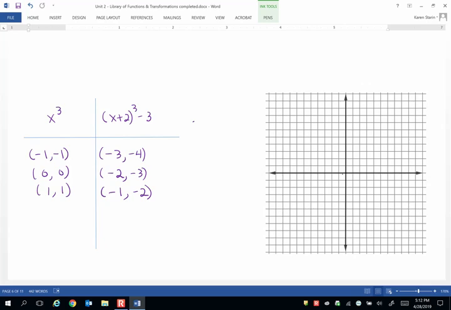So if I go and I graph (-3, -4), and (-2, -3), and (-1, -2), now it's hard to see the shape here, but we know it looks like an S-curve. So we can kind of sketch it like this, and preserve the shape because these were two rigid transformations.